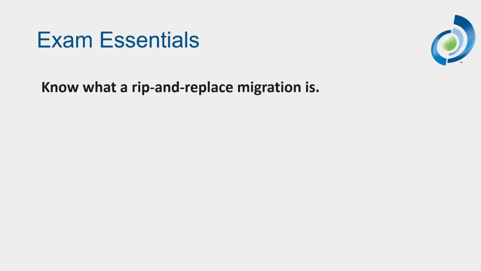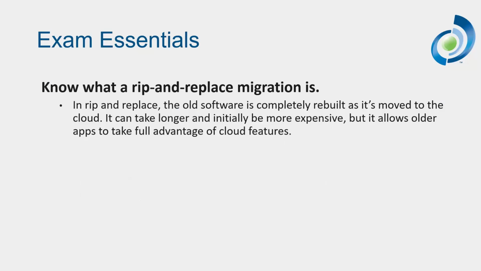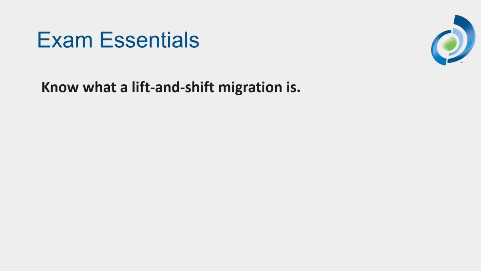Know what a rip and replace migration is. In a rip and replace, the old software is completely rebuilt as it's moved to the cloud. It can take longer and initially be more expensive, but it allows older apps to take full advantage of cloud features. Know what lift and shift migration is.